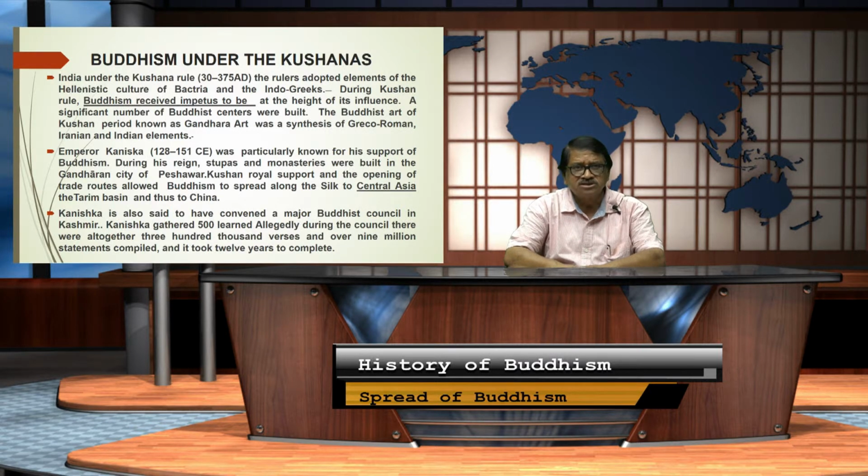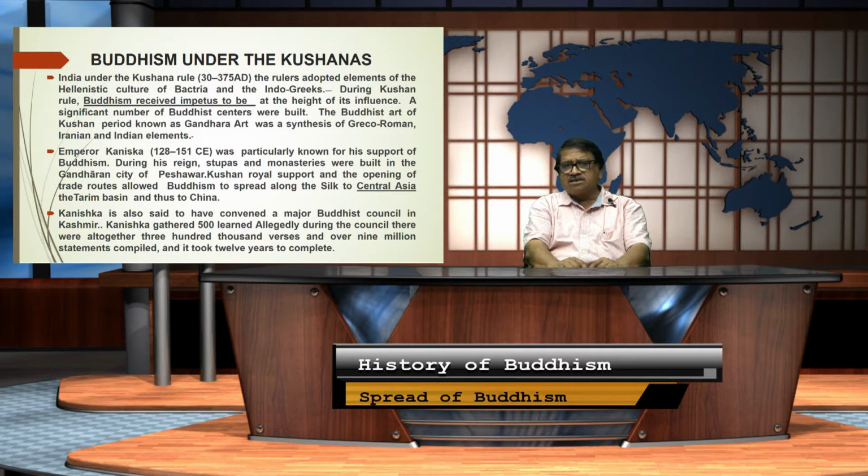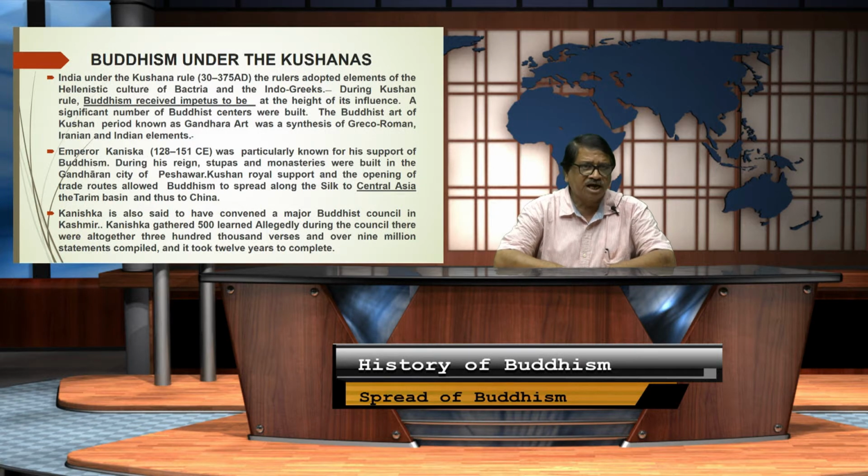Kushan royal support and the opening of the trade routes allowed Buddhism to spread along the Silk Road to Central Asia and the Tarim Basin, and thus it was making an inroad to China. For the first time we find Buddhism spreading along the Silk Road, which was a trade route connecting Asia with Europe. So along the Silk Road, Buddhism also traveled to Central Asia, the Tarim Basin, and thus this was the entry point to going into China.